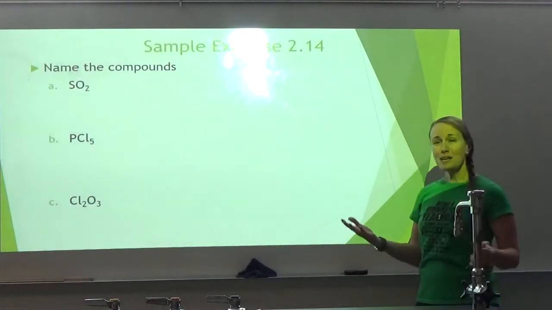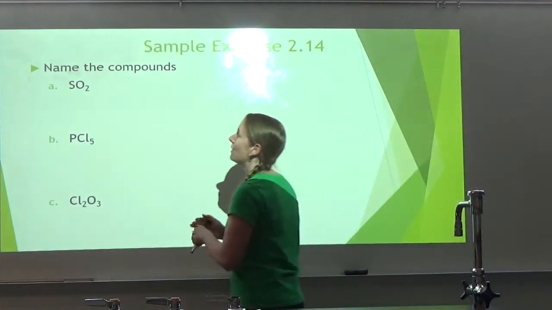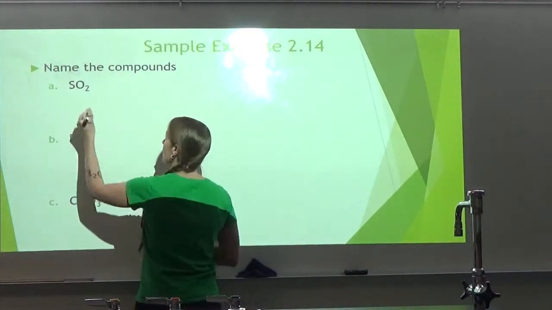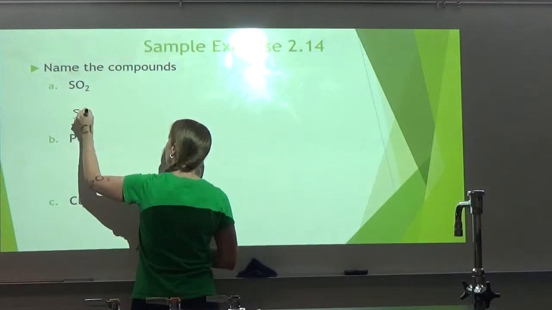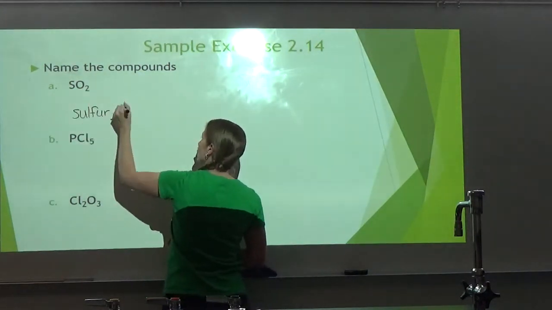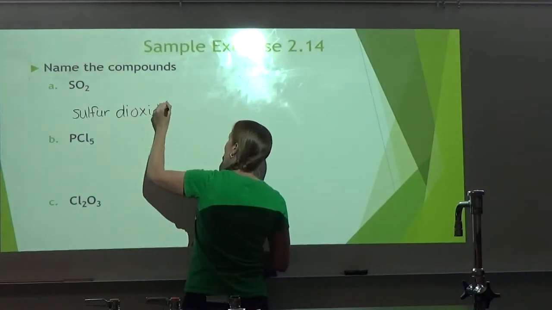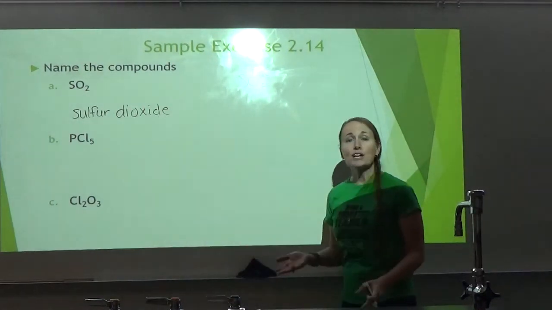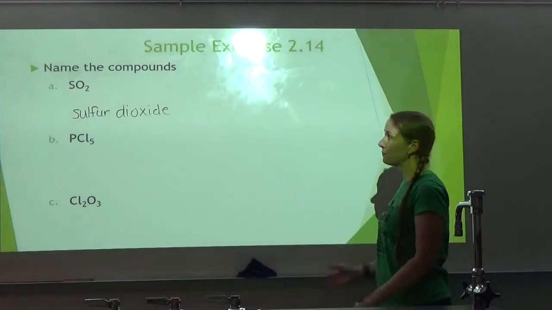All right, so let's name some compounds with prefixes. So I have 1 sulfur. Remember, if the first element has 1, you do not need a prefix. So I'm just going to call it sulfur. Then I have 2 oxygens, so I call it di for 2. And then remember, we change the ending to ide, so dioxide.